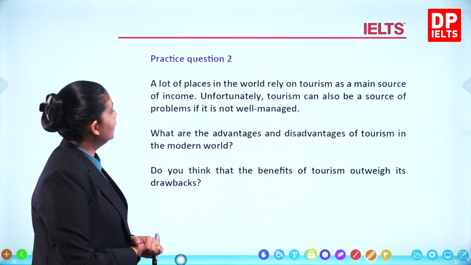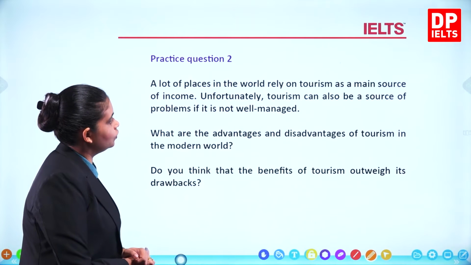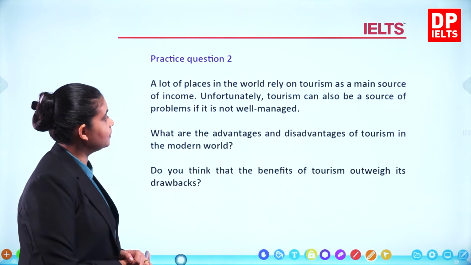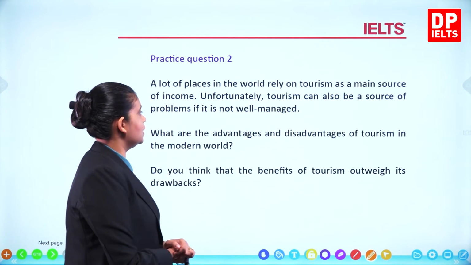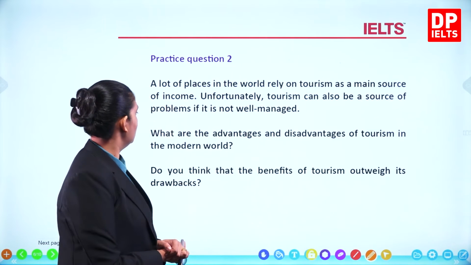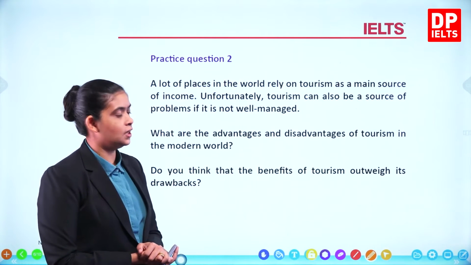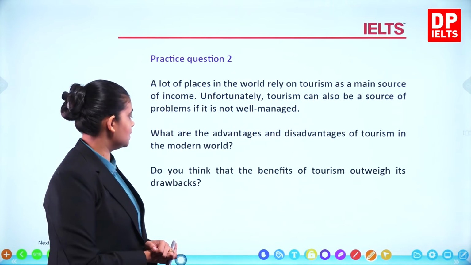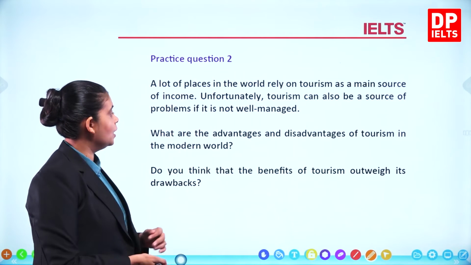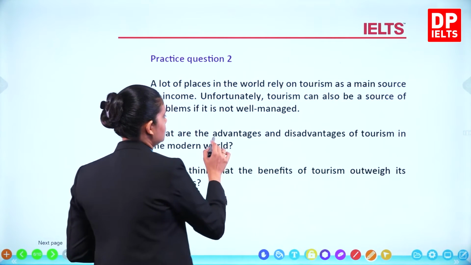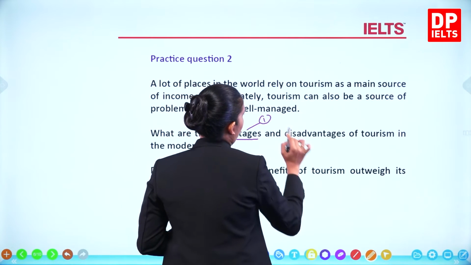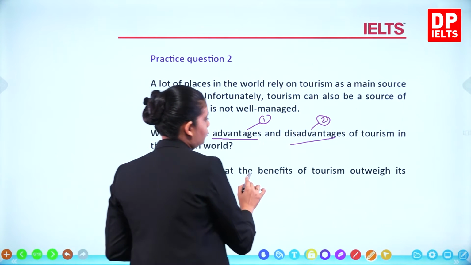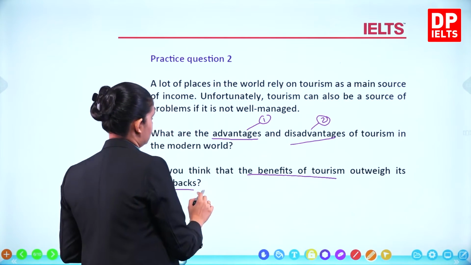A lot of places in the world rely on tourism as a main source of income. Unfortunately, tourism can also be a source of problems if it is not well managed. What are the advantages and disadvantages of tourism in the modern world? Do you think that the benefits of tourism outweigh its drawbacks? Okay, so they're asking you for two things. One thing is, what are the advantages? What are the disadvantages? That's one part. And then, do you think the benefits outweigh the drawbacks, right?